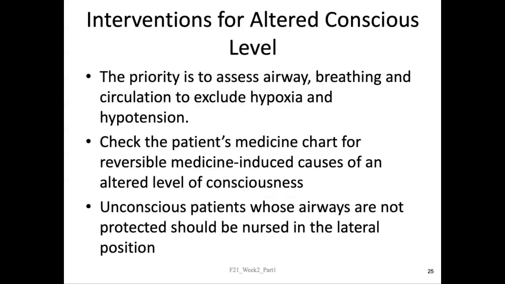And then interventions for altered level of consciousness. Again, the priority is to assess airway, breathing, and circulation to exclude hypoxia and hypotension, which could lead to altered level of consciousness. You may check the patient's medicine chart for any reversible medicine-induced causes of an altered level of consciousness. Unconscious patients whose airway is not protected should be nursed in the lateral position. Now again, if their GCS is 8, typically you're going to intubate.